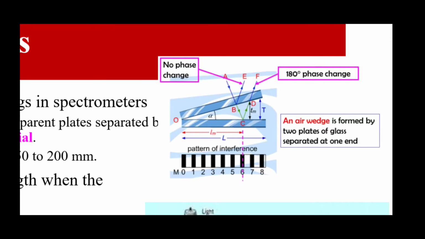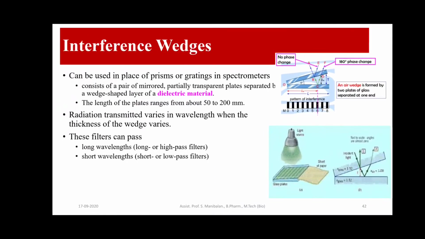Wedge shaped means that because of the wedge shape, the distance between the two mirrors is gradually increasing or gradually decreasing. By increasing or decreasing these dielectric layers, we can get different wavelengths. That is the working principle here. It can be used in place of prisms or gratings in spectrophotometers. It consists of a pair of mirrored, partially transmitting plates, the same as in previous wavelength selectors, separated by a wedge shaped layer of a dielectric material.